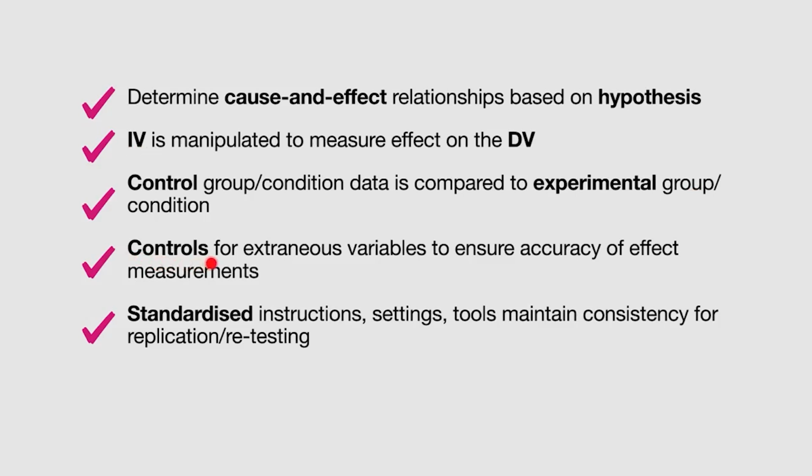Controls are very important to all experiments because they help to eliminate the possibility of extraneous variables interfering with the results of the experiment in order to ensure that it is actually the IV that is causing an effect on the DV. And lastly, all experiments must have standardized instructions, settings, and tools that maintain consistency for replication and retesting, and ensure that all participants, whether they are in the control group or in the experimental group, have received the exact same procedure in the exact same way.